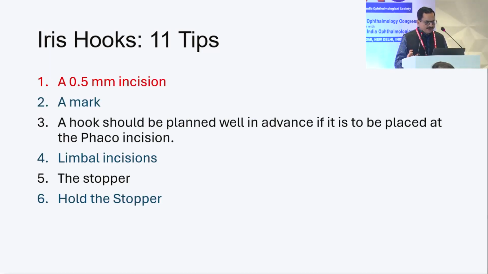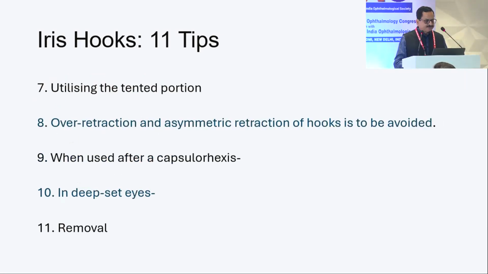There is a stopper end. Hold the stopper and you can rotate the iris hook to the desired position. Utilizing the tented portion, we just stretch it and it slightly comes out. Over-retraction and asymmetric retraction of the hooks should be avoided. You have to make it symmetric so the pupil remains dilated throughout and you get an equal area to expose, and don't overstretch it.